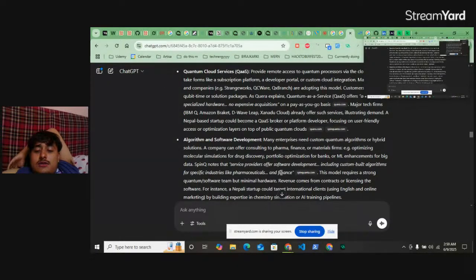Many enterprises need custom quantum algorithms or hybrid solutions. A company can offer consulting to pharma and finance.